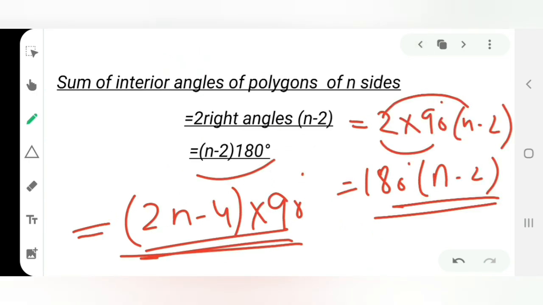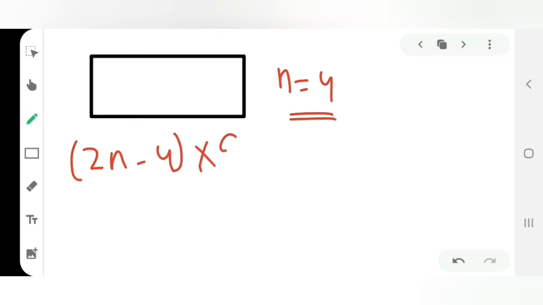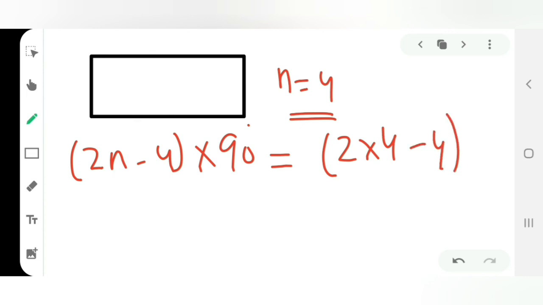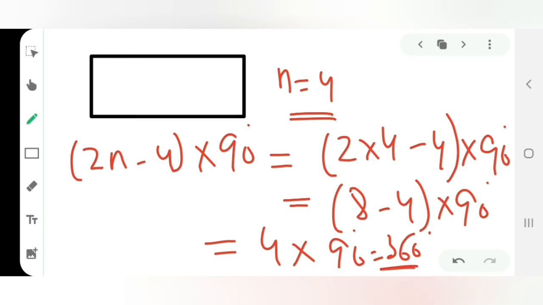So if we know the number of sides of a polygon, then we can find the sum of all the interior angles of the polygon. Similarly, there is another property that the sum of all angles of a quadrilateral is 360 degree. Again, how many sides are there? 4 sides. What is our formula? It is 2n minus 4 into 90 degree. For the value of n, it is 2 into 4 minus 4 into 90 degree. So it is 8 minus 4 into 90. 8 minus 4 is 4. So 4 into 90 is equal to 360 degree.